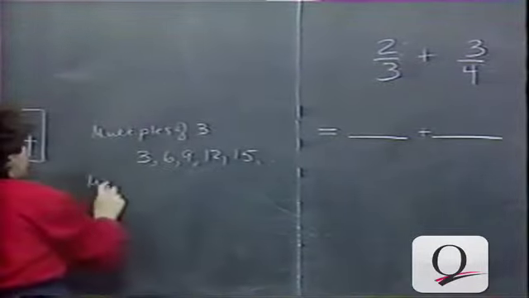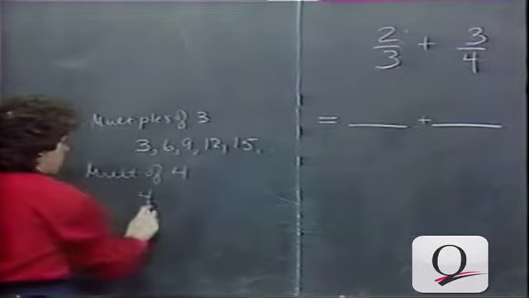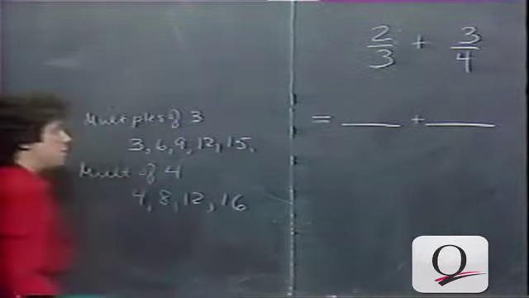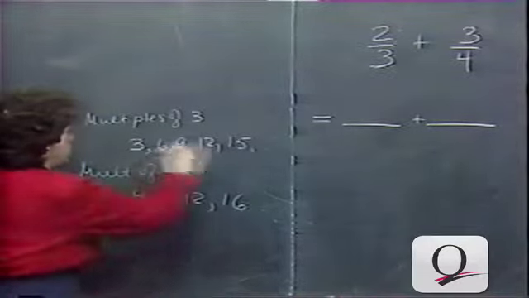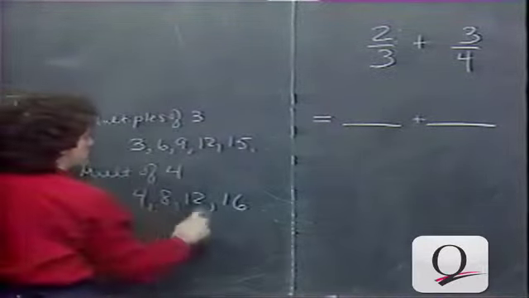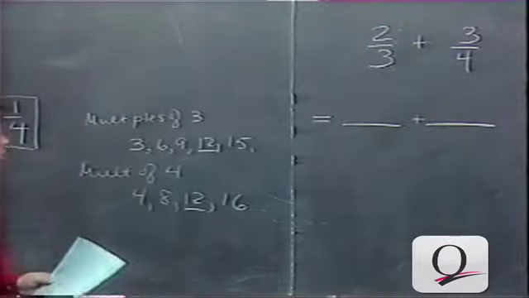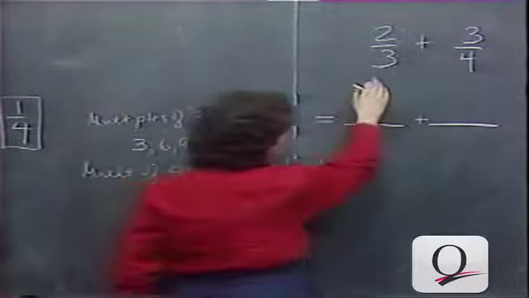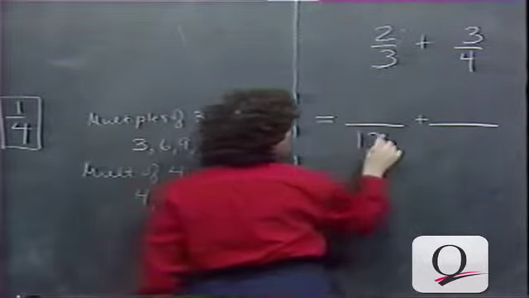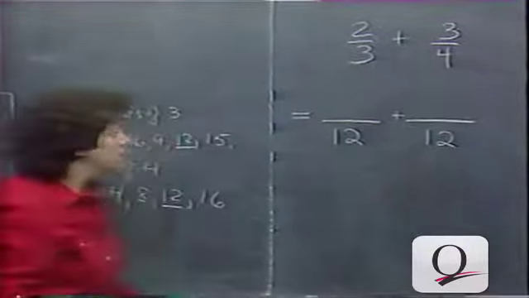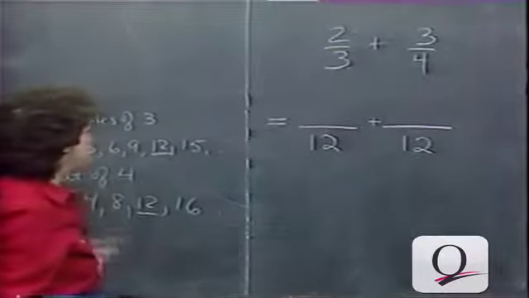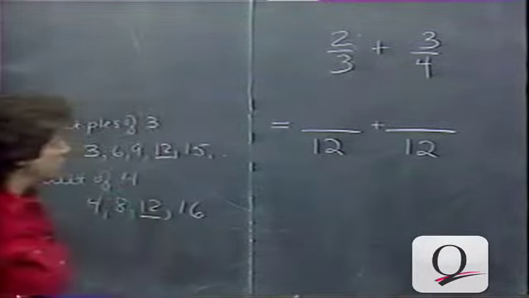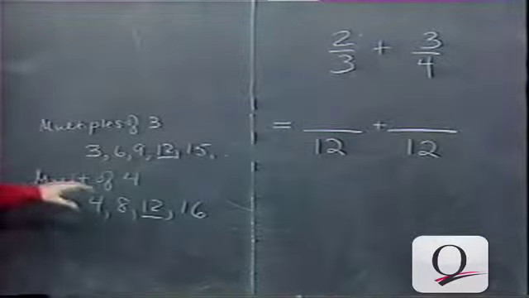If we write down the multiples of 4, 4 times 1, 4 times 2, 4 times 3, 4 times 4, and so on. We're looking for the first number that occurs in both of these lists of multiples. And of course, the first number is 12. 12 is both a multiple of 3 and a multiple of 4. So what we're going to do here is to try to build fractions equivalent to each of the original fractions having the same denominator. In this case, the denominator is 12. 12 is the lowest common denominator, the smallest number that 3 and 4 both go evenly into.